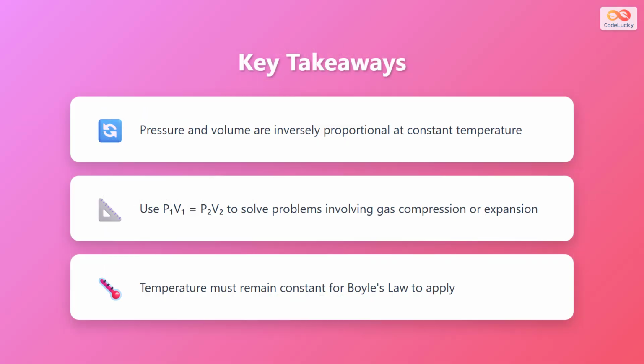Let us summarize the key points about Boyle's law. First, pressure and volume are inversely proportional at constant temperature. This means when one increases, the other decreases. Second, use the formula P₁V₁ equals P₂V₂ to solve problems involving gas compression or expansion. Finally, remember that temperature must remain constant for Boyle's law to apply. If temperature changes, you will need to use other gas laws. Understanding Boyle's law is crucial for studying gas behavior and solving real-world problems.